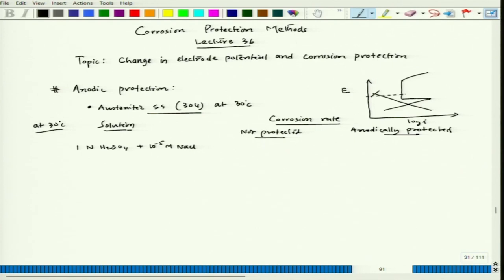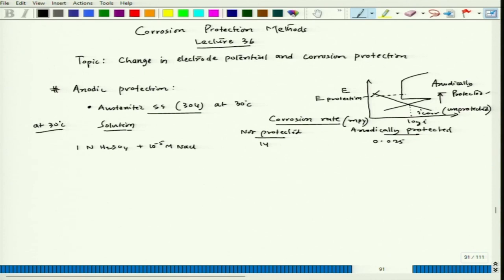So, let us say this is my protection potential. Initially this is my I corr, which is like the unprotected system, unprotected. Now, once it reaches this level, I can say this is protected. That's the difference between not protected and anodically protected. So this is anodically protected and this is unprotected or non-protected. Now that time its corrosion rate is basically MPY 14, and here it is 0.025. So now you can sense the degree of decrease in corrosion rate once we go to anodic protection.